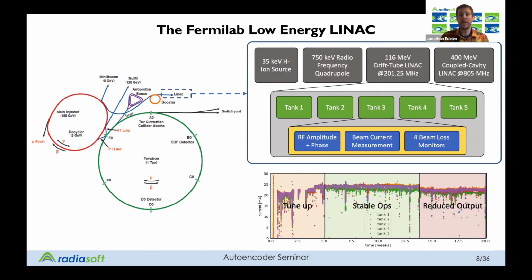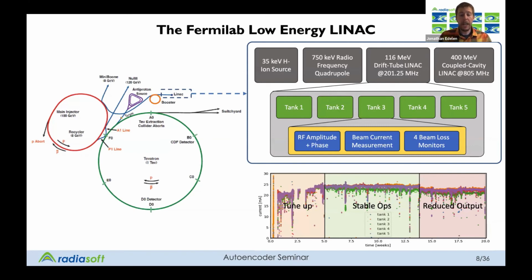For this study, I'm focusing primarily on the drift tube LINAC section, which is composed of 5 DTL tanks. Each DTL tank has RF amplitude and phase measurements. There's a beam current measurement at the end of each DTL, and there are some beam loss monitors associated with each DTL. For this study, I focused on the RF amplitude and phase and the beam current measurements because the beam loss monitors are a little bit more touchy and not quite as easy to correlate to the other measurements. So, just focusing on those two diagnostics.